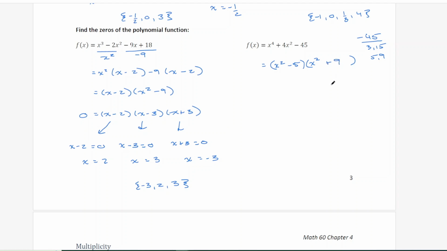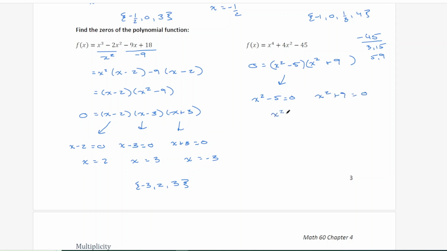Now, you have 2 choices. You could try to do these in some sort of funky way, but I also can just set my brackets at any point in time equal to 0. So this one wasn't factorable past here, but because I now got it down to a quadratic, I could say, hey, I can still set each factor equal to 0 and solve. So x squared minus 5 equals 0, and x squared plus 9 equals 0.